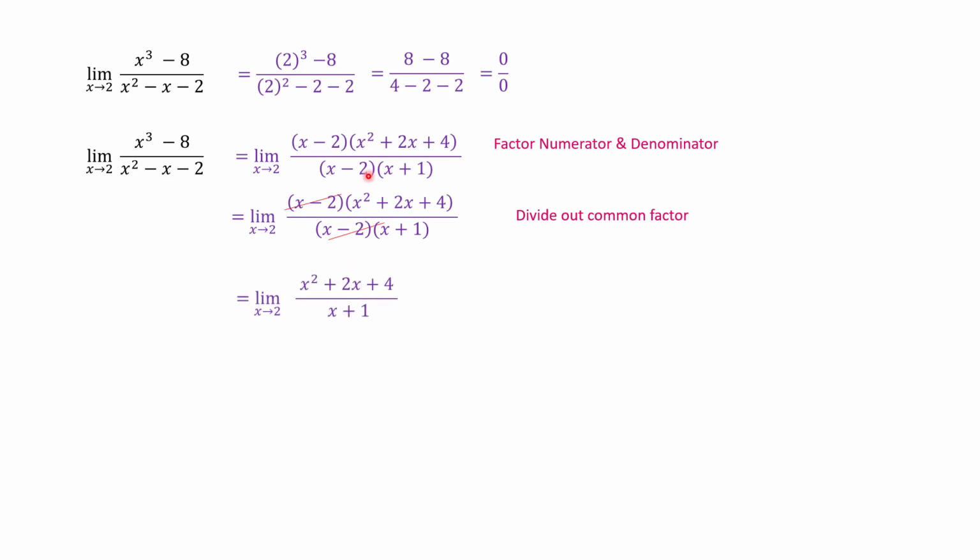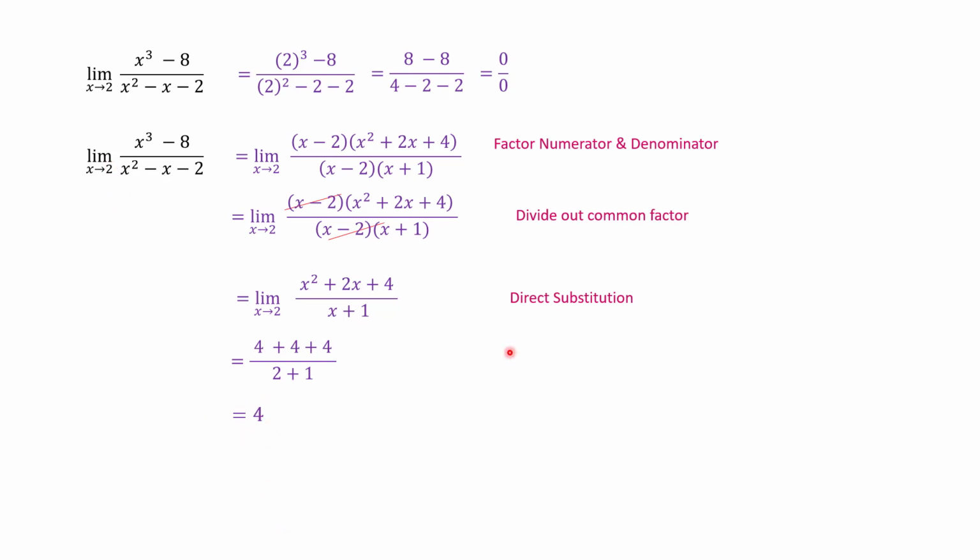If we cancel the common factor from the top and from the bottom, we have x squared plus 2x plus 4 on top, x plus 1 on bottom. If we replace 2 everywhere x appears again, we have 4 plus 4 plus 4 on top over 2 plus 1. Note that 2 squared is 4, 2 times 2 is 4. So we get 12 over 3, which is equal to 4. So the limit of this function as x approaches 2 equals 4.